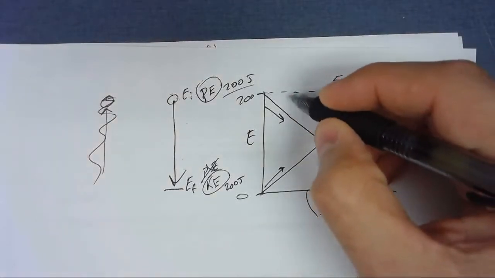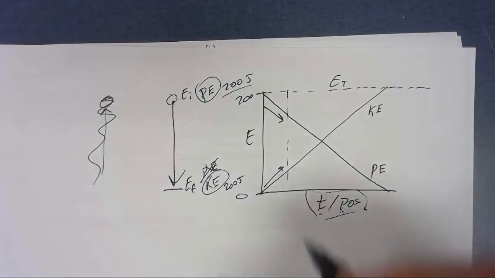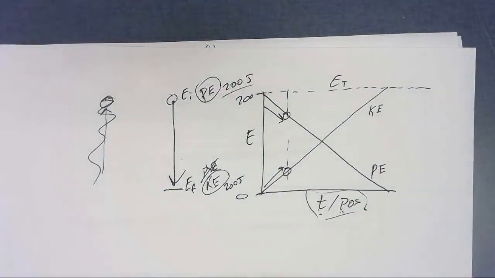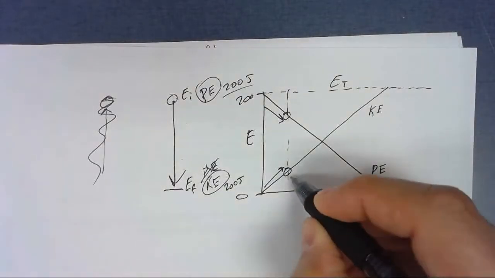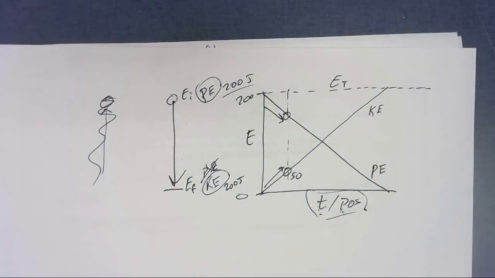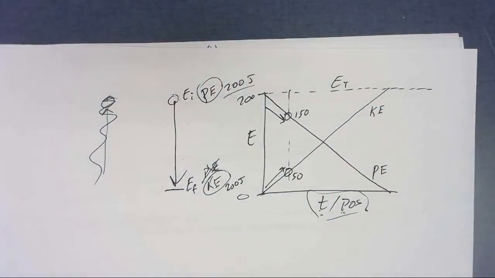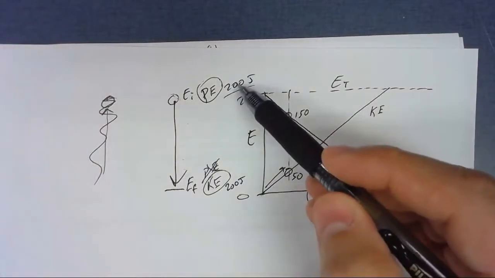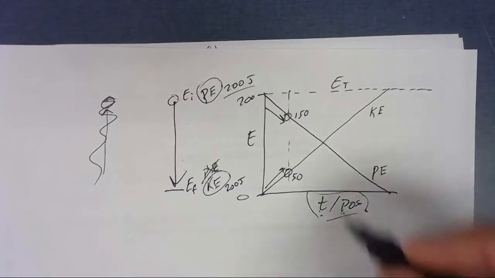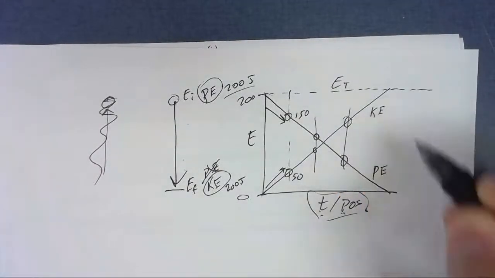And the cool thing about these graphs is if I draw a vertical line at any place on this graph, whatever that amount is, added to whatever that amount is, has to add up to whatever the total is, 200. For instance, if I have 50 joules of kinetic energy here, I know that I have to have 150 joules of potential energy here because both of these have to add to 200. The total always stays the same. No matter where I draw that vertical line, these two amounts have to add to 200.